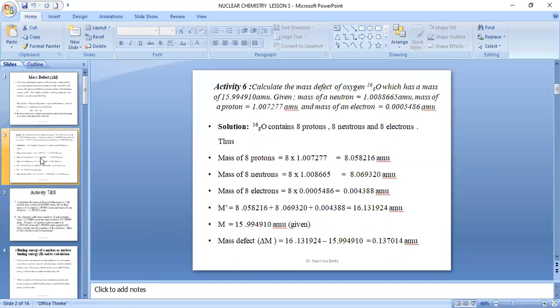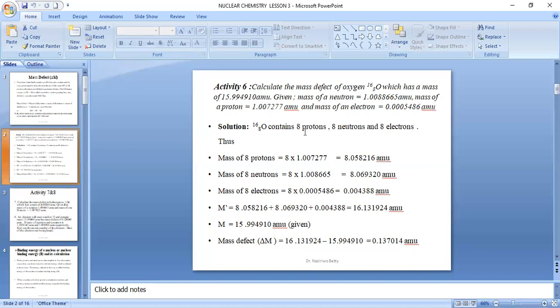An example is oxygen, which has a mass of 15.999491 mu, given the mass of a neutron is equal to 1.0088665, the mass of a proton is equal to 1.007277, and the mass of an electron is equal to 0.0005486 mu.